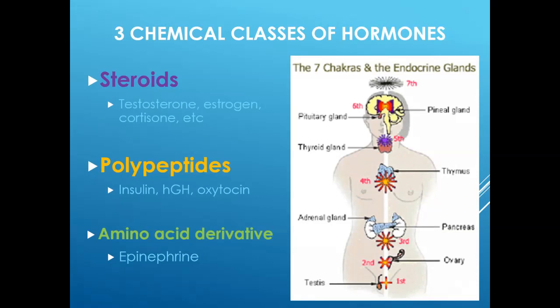So we're almost at the end. Just a reminder, there are 3 chemical classes of hormones. The steroids are special because they're hydrophobic, so they cross into the cell and bind the DNA. Polypeptides and amino acid derivatives are hydrophilic, and so they bind their receptor on the cell membrane. They do not go in the cell, but they are amazing.